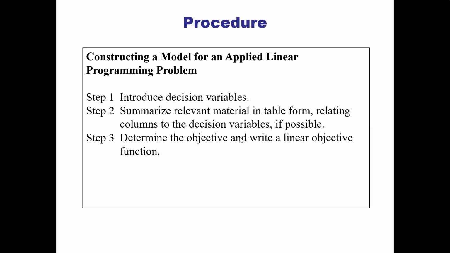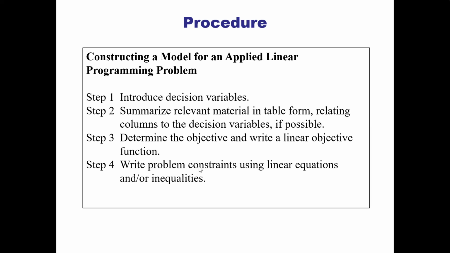Step three, we're going to determine the objective and write a linear objective function. And step four, we're going to write problem constraints using linear equations and/or inequalities. Inequalities are probably more likely what's going to happen, because we need it to be less than or equal to the 84 for the assembly constraint or something like that. And then step five, we're going to write non-negative constraints. So basically, our x and y have to be greater than or equal to 0.